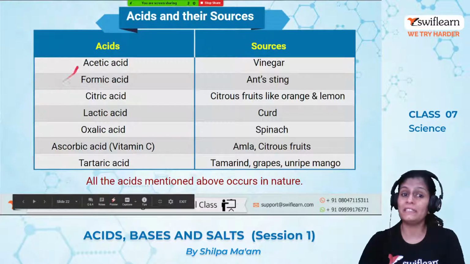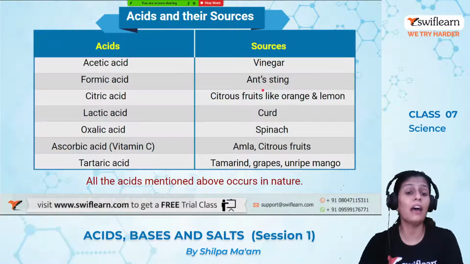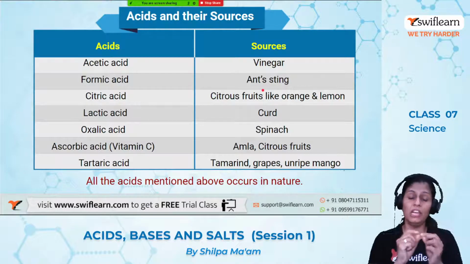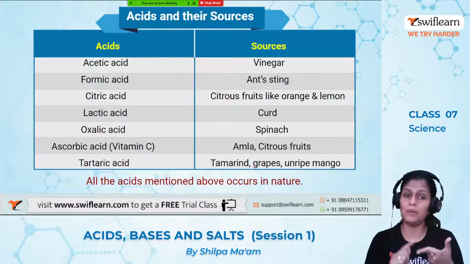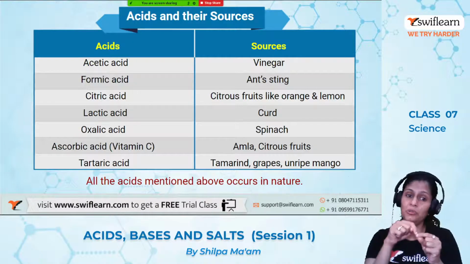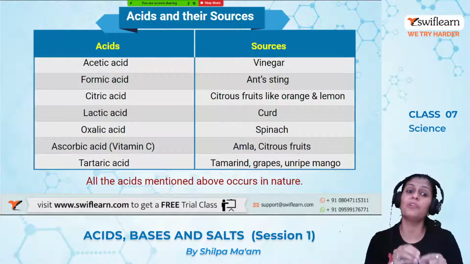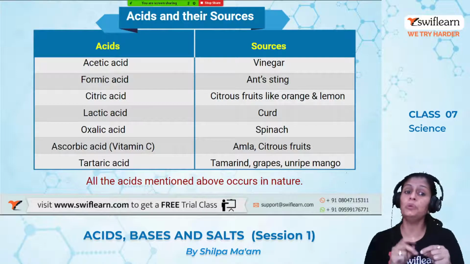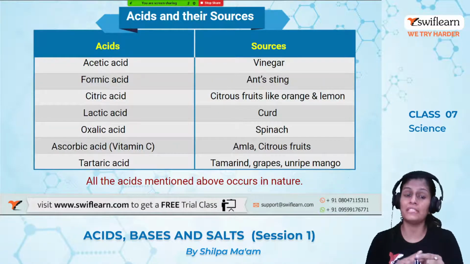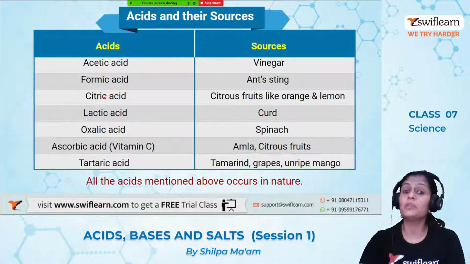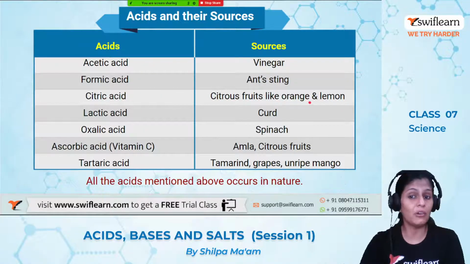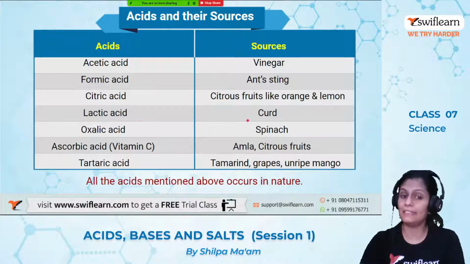So just summarizing them up, acetic acid is present in vinegar. Formic acid is there in ant sting. When an ant bites you, you get an itchy sensation. Why? Because that ant has just transferred the formic acid into your skin. And to treat it you need a base. If you apply some base on it, like baking powder, it is going to remove that sensation of itching from your skin. Citric acid is present in citrus fruit like orange and lemon. Lactic acid, it's there in curd. Oxalic acid is in spinach.